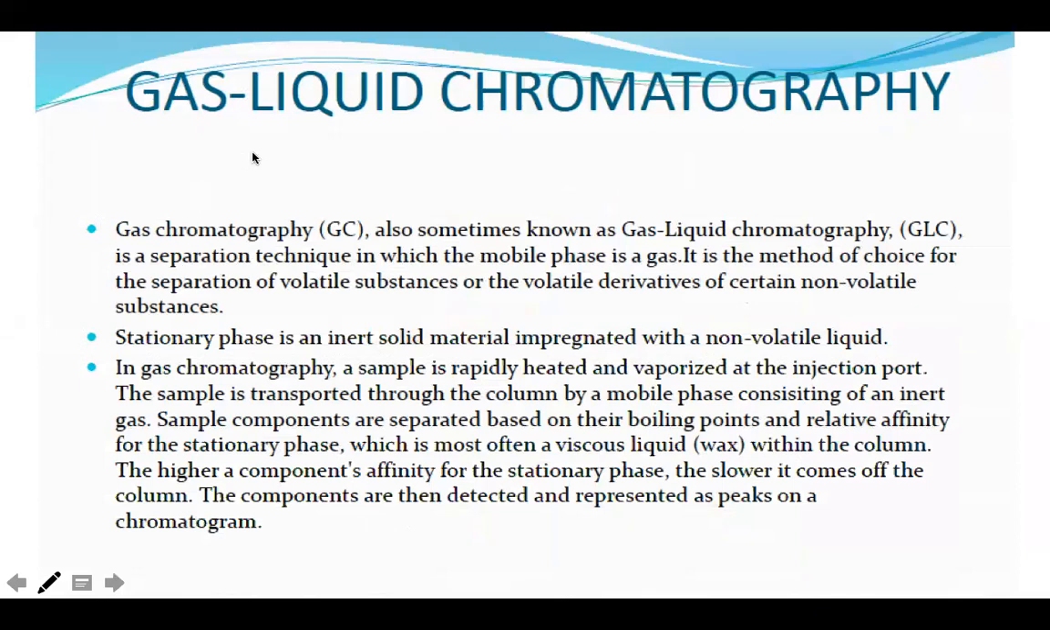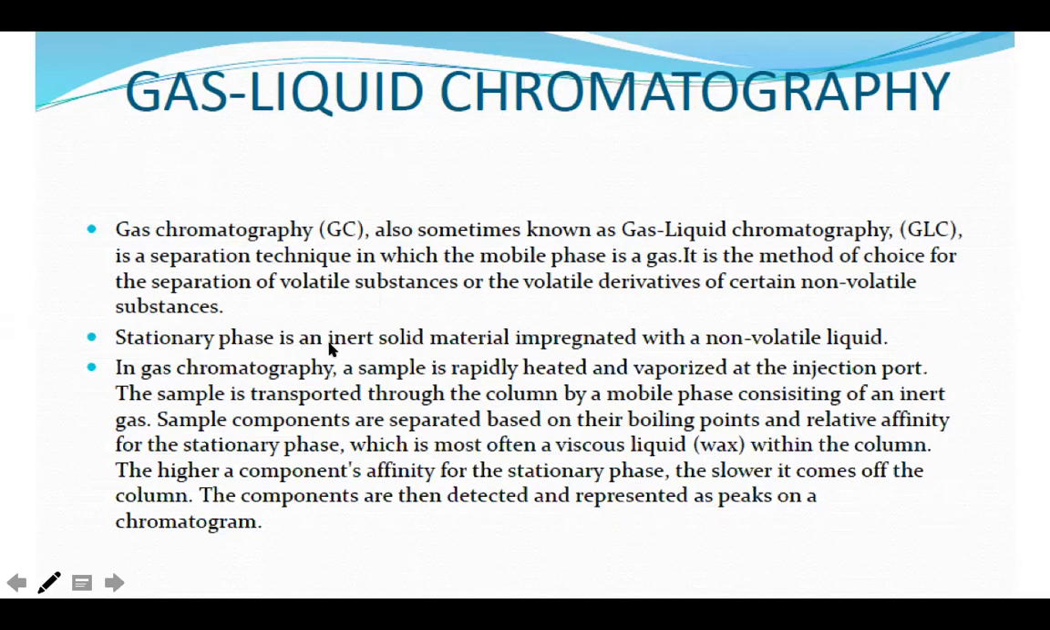Another chromatography is gas liquid chromatography. Gas chromatography, also sometimes known as gas liquid chromatography, is a separation technique in which the mobile phase is a gas. Instead of a chemical solvent, here the mobile phase is the gas. So gas is used as the mobile phase. It is the method of choice for the separation of volatile substances, because volatile substances become a gaseous form under certain conditions, or the volatile derivatives of certain non-volatile substances.